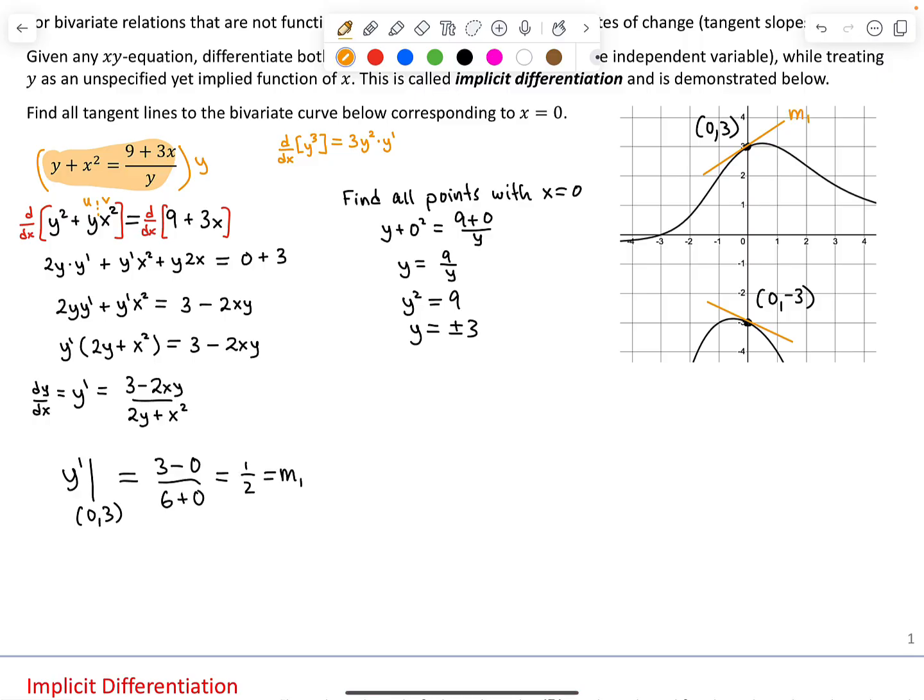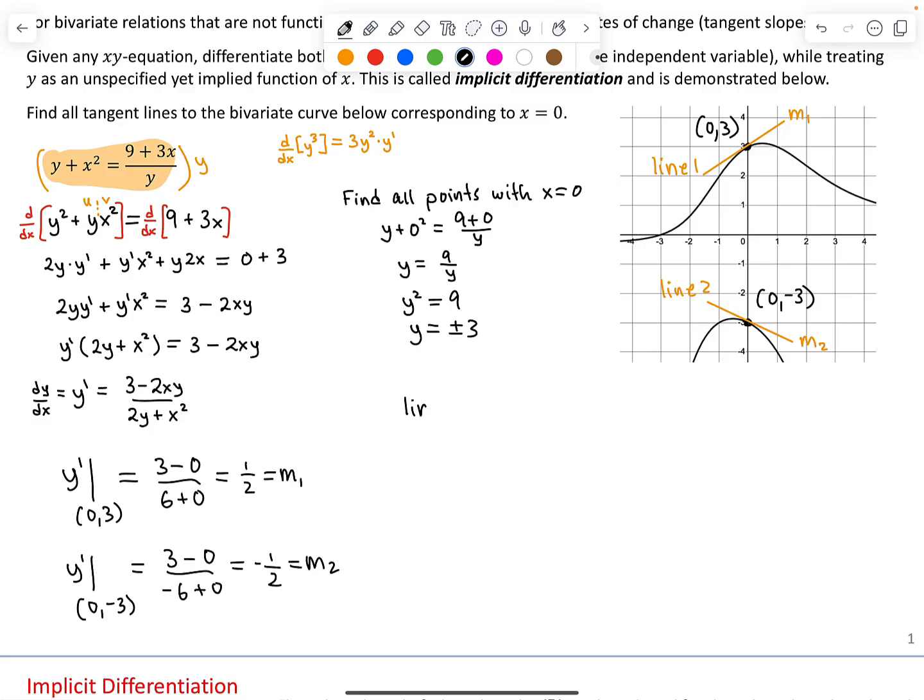I'll call this m1, meaning the slope of our first point. The slope at our second point, we'll call that m2. We expect this one to be negative. So y prime at (0, -3) is equal to, we're going to have a 3 minus 0 again, and the denominator this time will be -6 plus 0. So we get -1/2 this time, and that's my m2. Let's call the upper one line 1 and the lower one line 2.